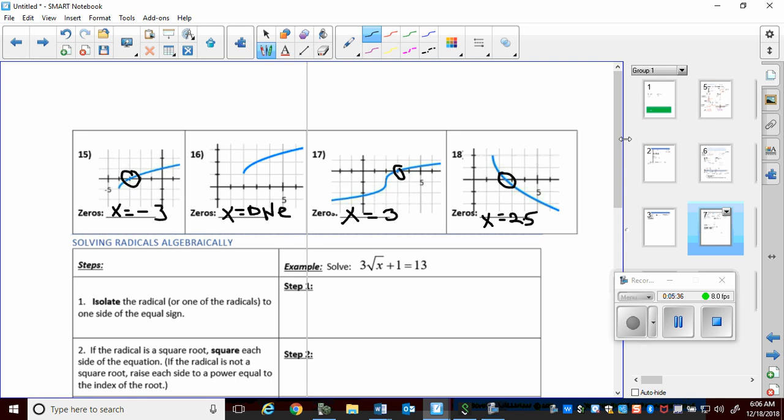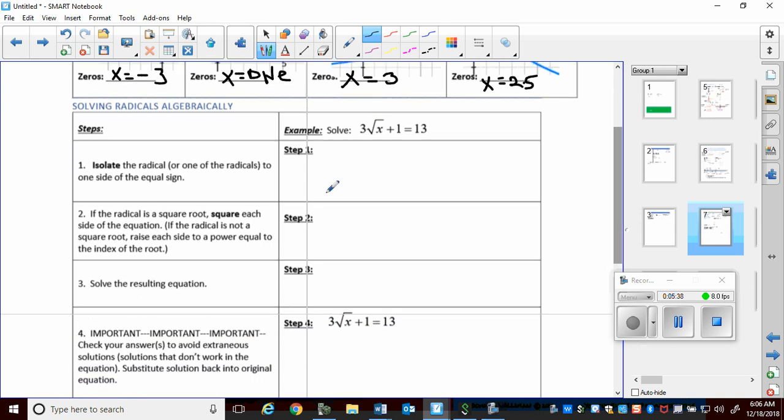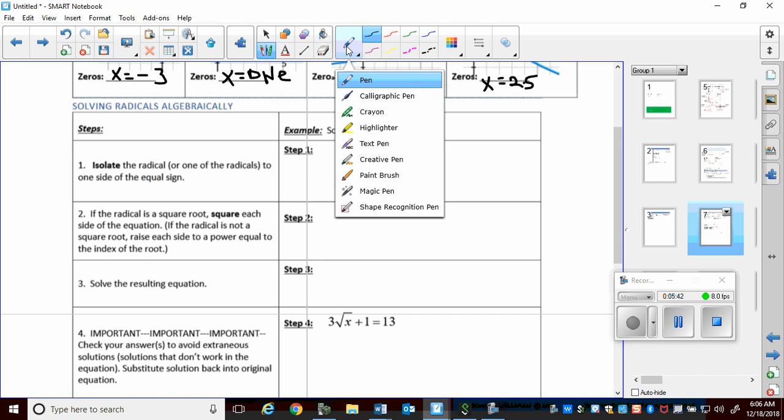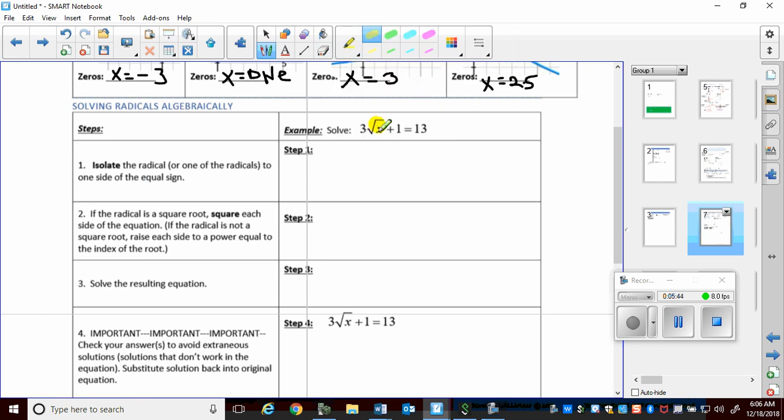Okay. Now, we did that to kind of make the connection between solving algebraically for the zero. So you can do that with the radical. So the first thing we're going to do is isolate the radical. So what does that mean? We want this by itself. So the things we have to move, I'm going to do it in pink here, is this 1. We move that 1 first. We add or subtract numbers away first.